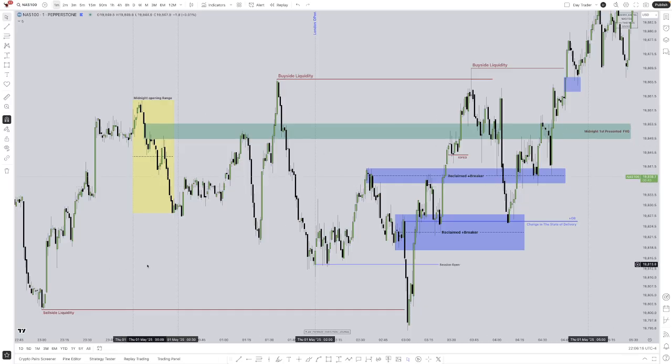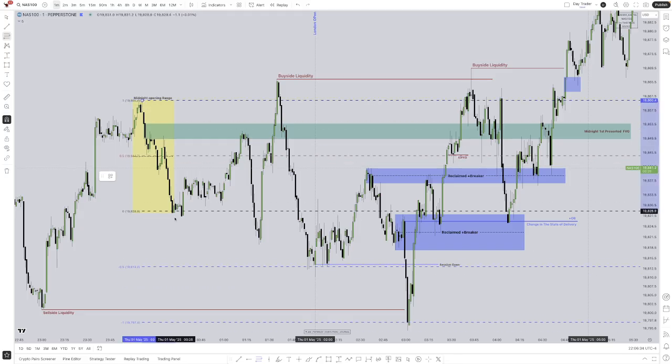You're already anticipating, let's say, higher prices. Where is the price going to turn? Where is the low of the session going to form? So you simply drop your Fibonacci from the high, because you're having a downtrend during midnight. You're going to drop your Fib from the high to the low here.